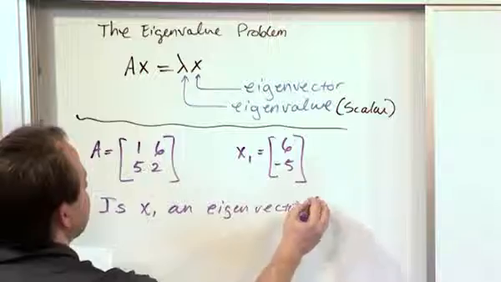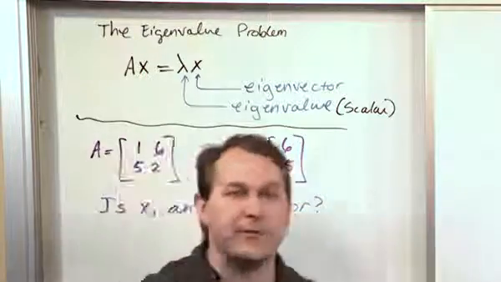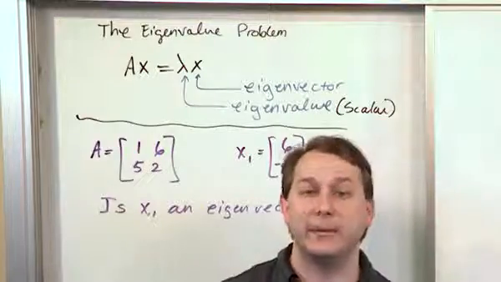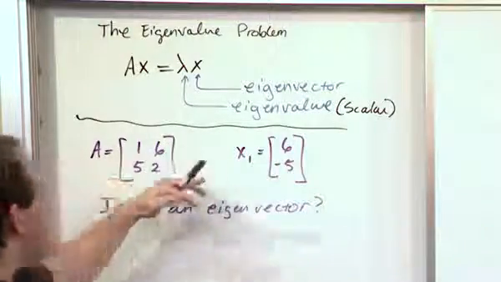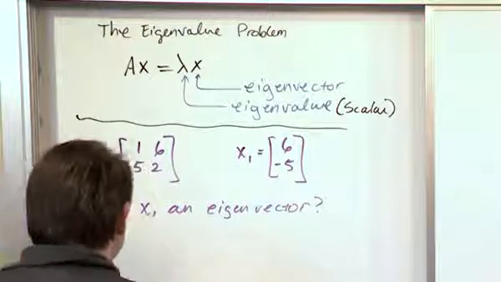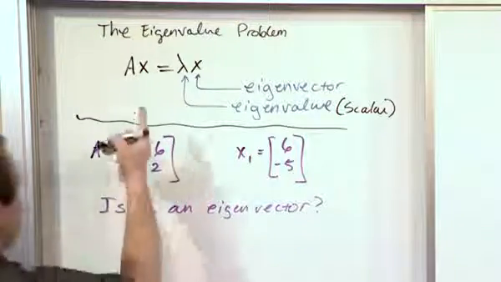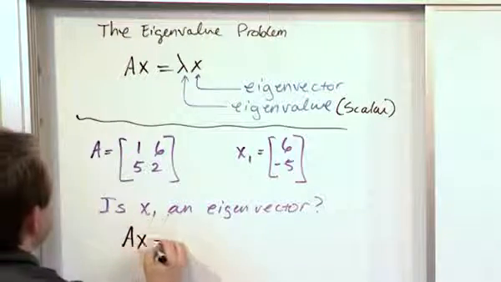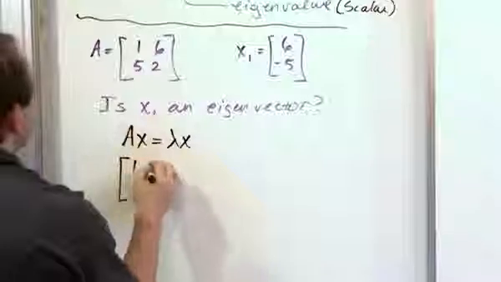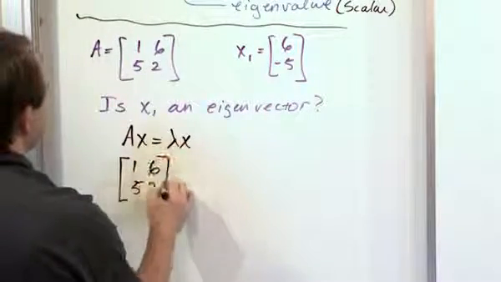Ultimately, you need to be able to take a matrix and calculate the eigenvectors and eigenvalues. We're not doing that yet. We're going to take baby steps. I'm going to give you a matrix and ask you, is this an eigenvector of this matrix? And you have to answer yes or no. The way you figure it out is you go back to your definition, Ax equals lambda x. So let's stick it on the left-hand side. A is [1, 6; 5, 2].